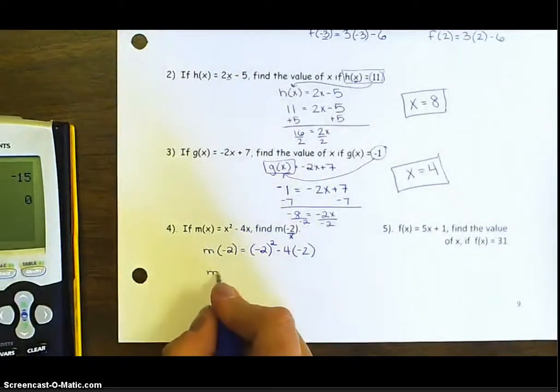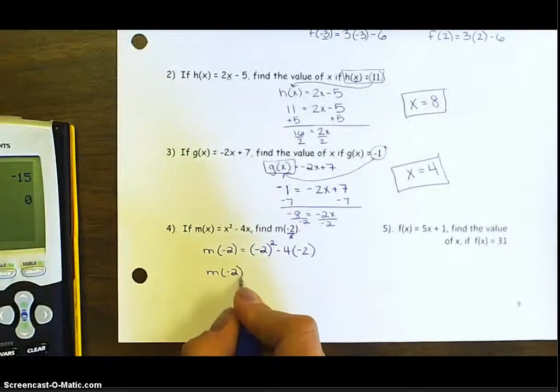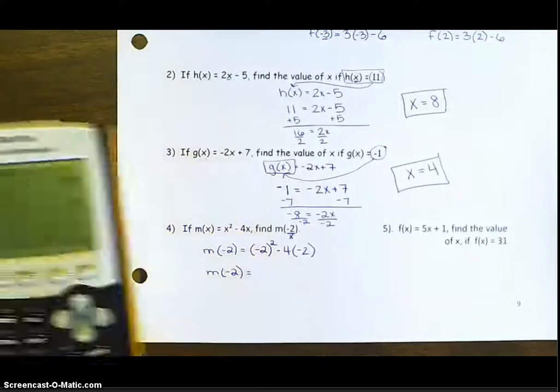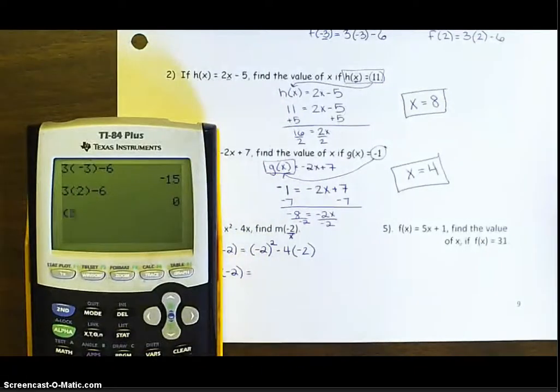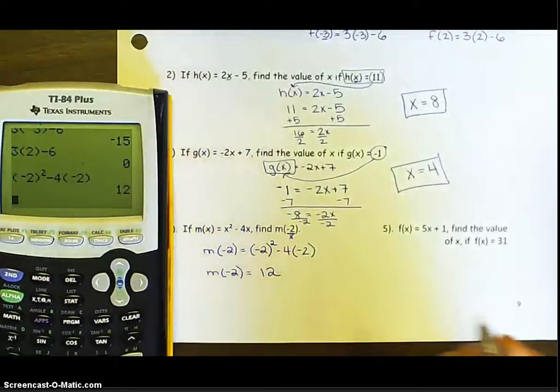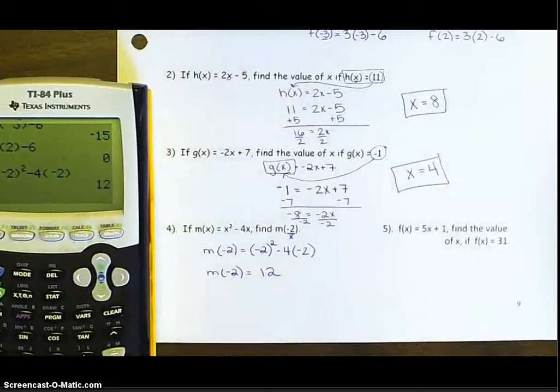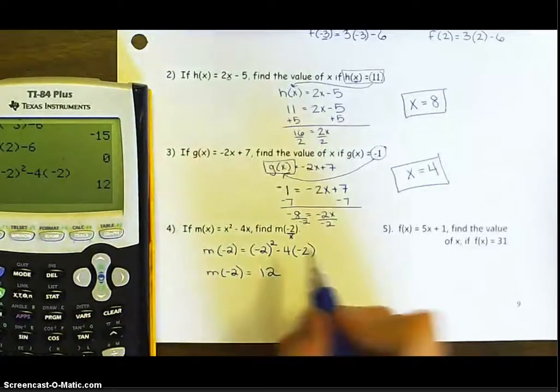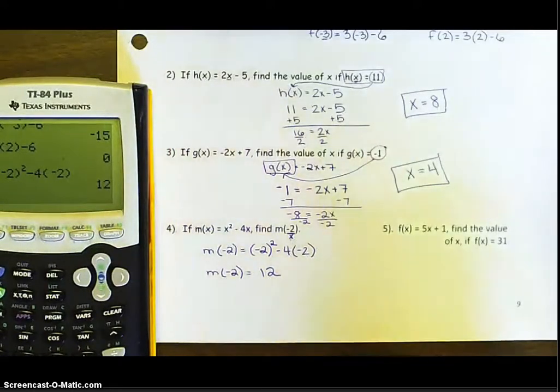Okay, and now we can use our handy dandy calculators to figure that out. So parentheses, negative 2 parentheses squared minus 4 parentheses negative 2. So the whole thing is equal to 12. Now, if I wanted to write this in terms of x's and y's, I know my x value is equal to negative 2. Okay, so x here is going to be equal to negative 2.